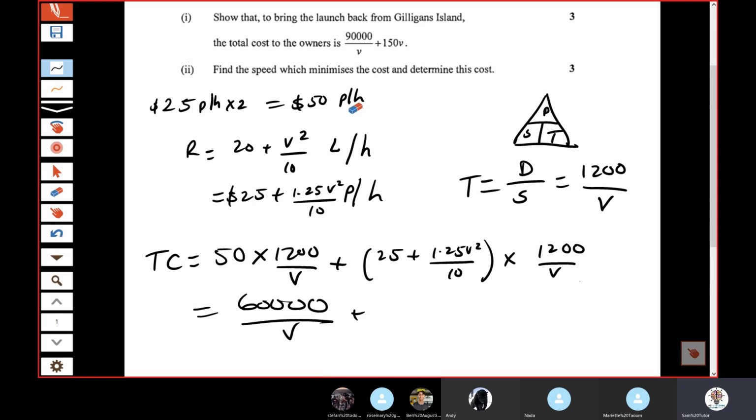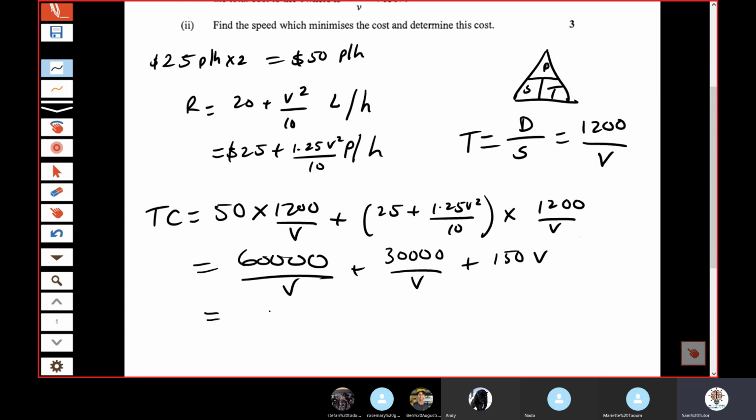But remember I said this is the wages for the humans and this is wages for the machine? This is still per hour, it's how much it's costing per hour. So the total cost is this plus this times 1200 on V. You could have done it as one big bracket, 50 plus 25, which is 75, times 1200. Third time round I would have done that, but I'm breaking it up for you. 25 times 1200 is 30,000 on V, plus, I'm just going to assume this becomes 150 V. Therefore, the answer is 90,000 on V.